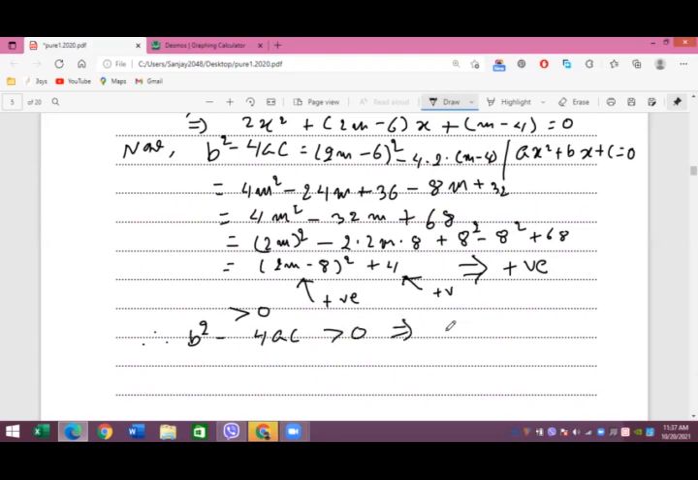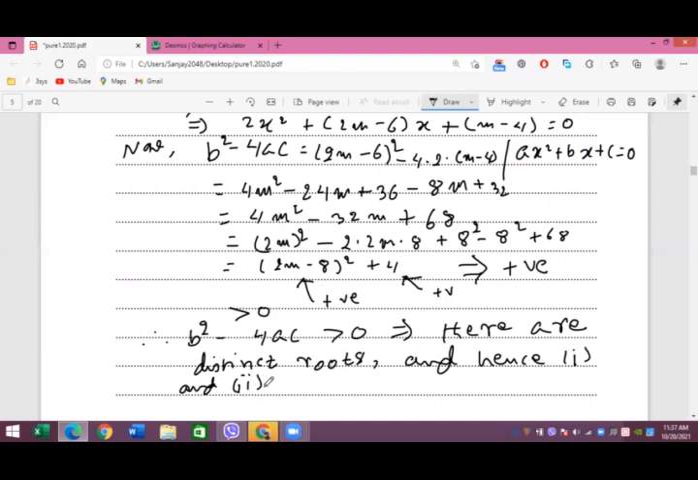That implies that there are 2 distinct roots, and hence you can say the curve 1 and the line 2 intersect at 2 distinct points, and hence it is proved.